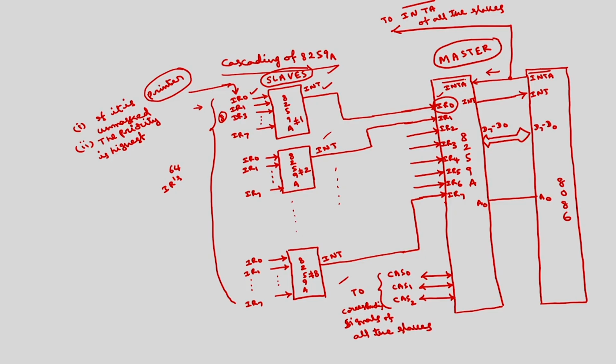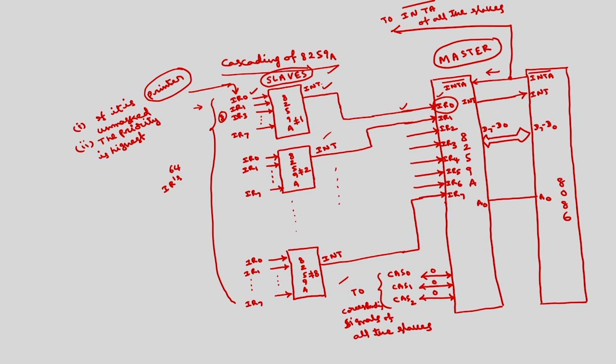In response to the first INT A bar acknowledgement cycle, this master 8259 places the ID. Normally, if the slave is connected to IR 0, this ID will be 000. If the request is through IR 1, this will be 001 and so on. This ID will be placed on CAS 0 to CAS 2, which will be received by all the slaves. The slave which has initiated this interrupt will be enabled, and it will respond to the second and third cycles of the INT A bar signal.